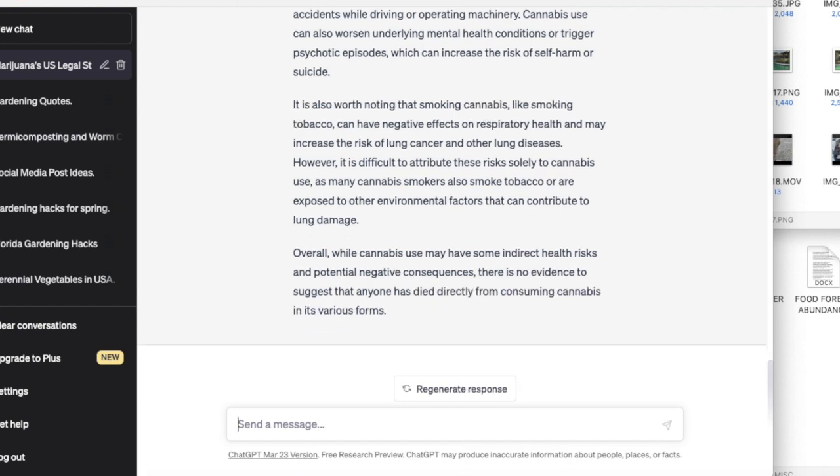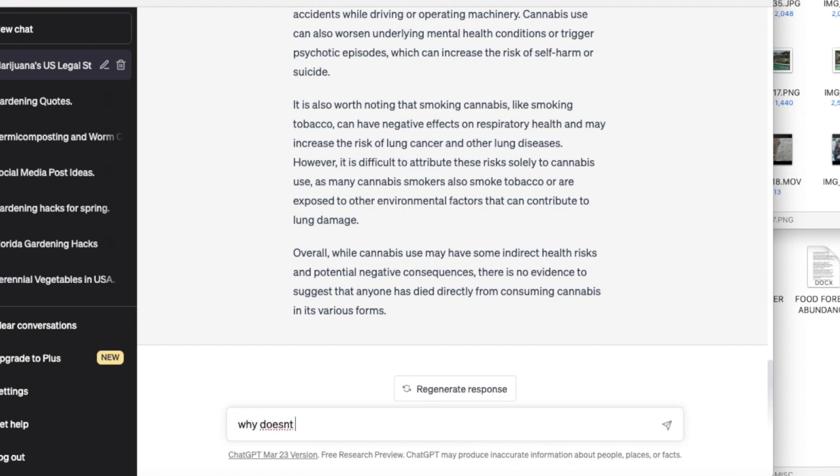Boom. So even the AI model knows cannabis is basically harmless. You can't OD on it, and the government is still criminalizing it at a federal level. So let's keep going.